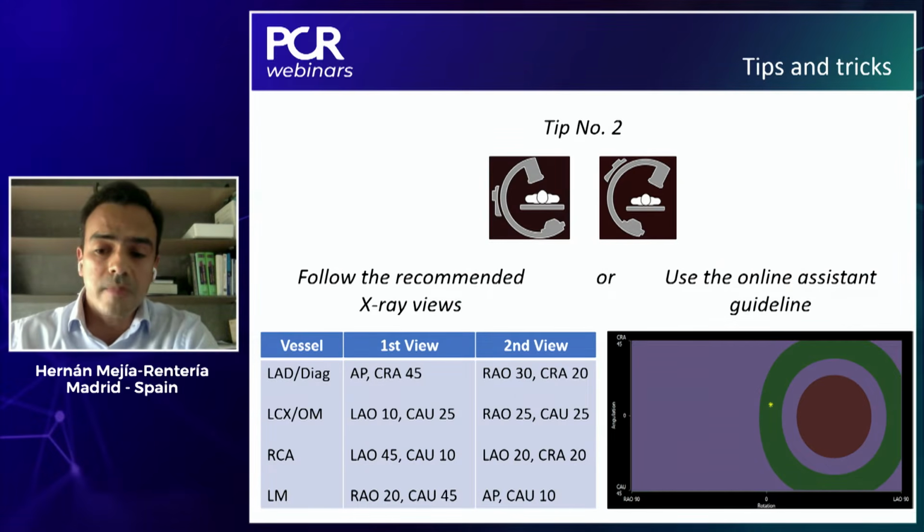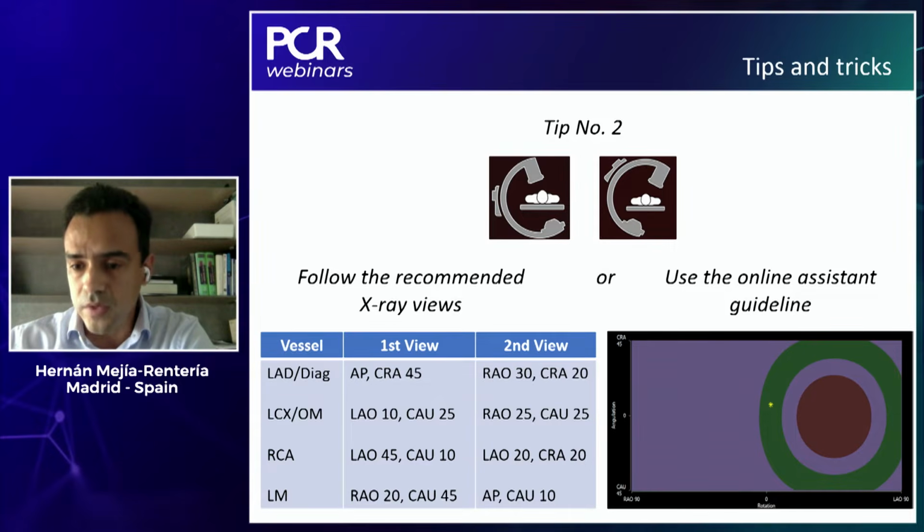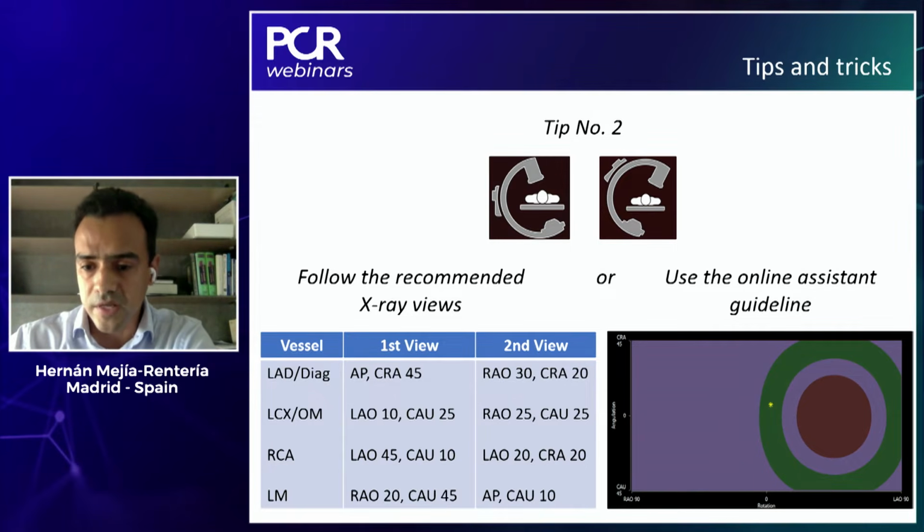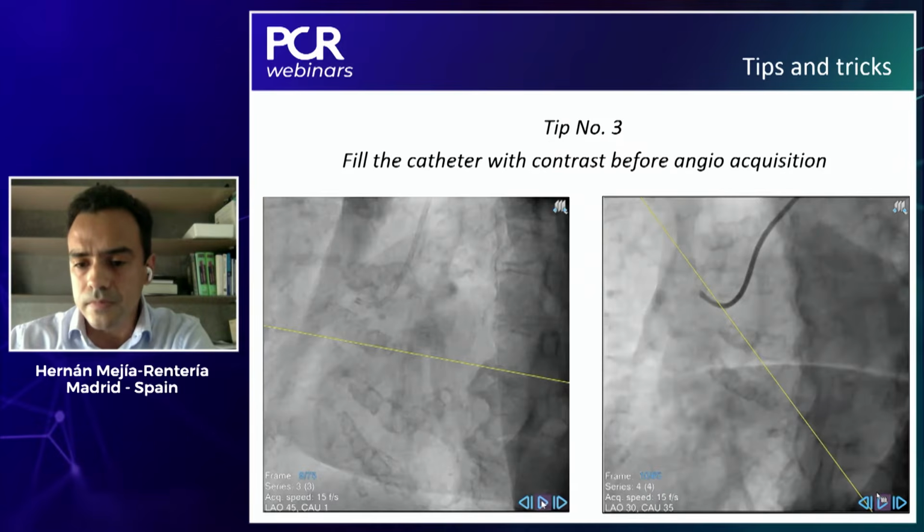So my tip number 2 is related to the process of selecting the second view. Follow the recommended X-ray views. In most cases, we can obtain optimal complementary views applying these angulations according to the type of the target vessel that you can see in this table. Or better yet, you can follow the software acquisition guide as was demonstrated by Drs. Didier and Gillard with their case.